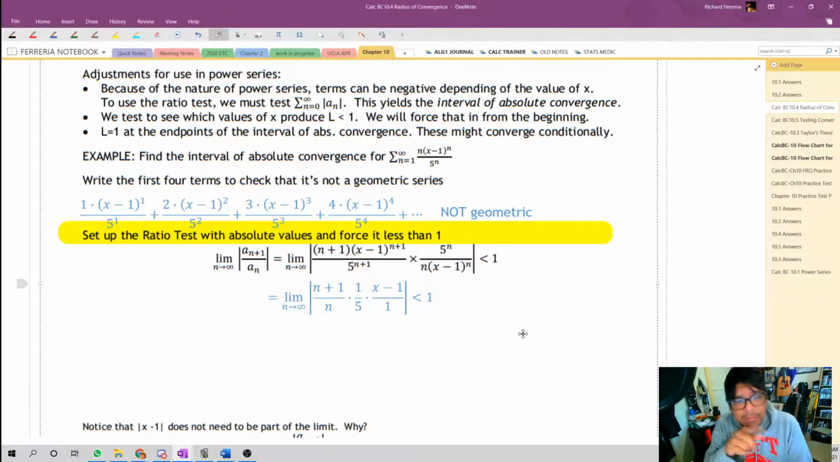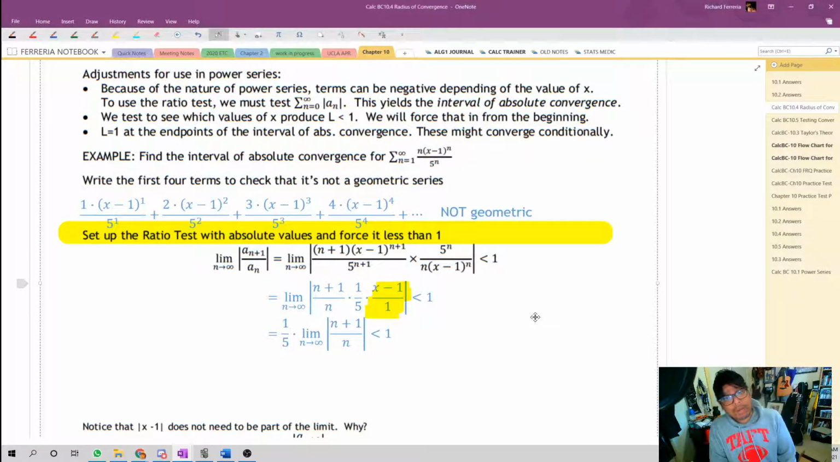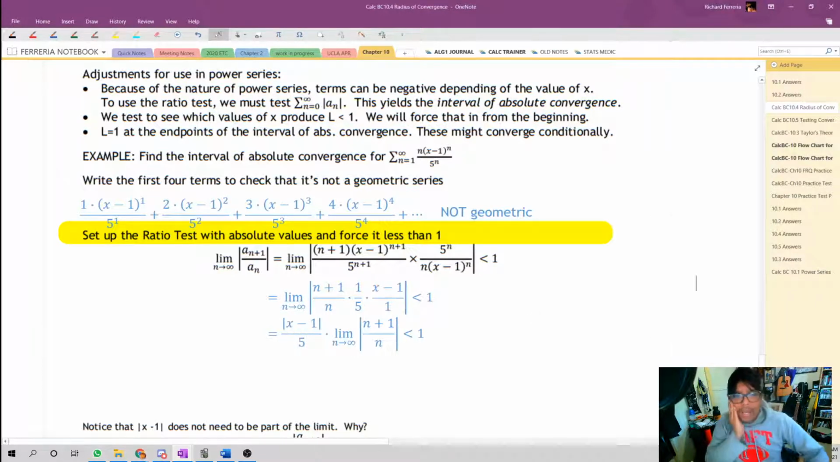That needs to be in the limit because it obviously has n's. The 1/5 doesn't have any n's with it, so it doesn't need to be part of the limit. I'm going to put it in front of the limit. That brings us to x minus 1 over 1. That also does not have any more n's in it, so I can take it out of the limit, but if I do that, I have to keep the absolute value because we have x as a variable. That may or may not be positive. That gives me the absolute value of x minus 1 over 5 multiplied by the limit of n plus 1 over n.